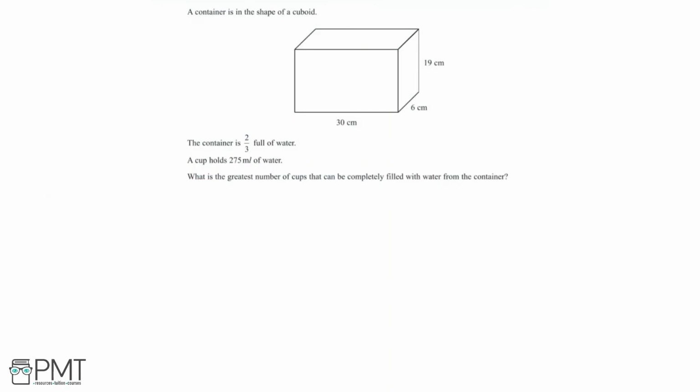In this question, we're told that a container is in the shape of a cuboid. The container is 2/3 full of water. We're also told that 1 cup holds 275 milliliters of water. And we need to find the greatest number of cups that can be completely filled with water from the container. Well, we can start by finding the volume of the cuboid.